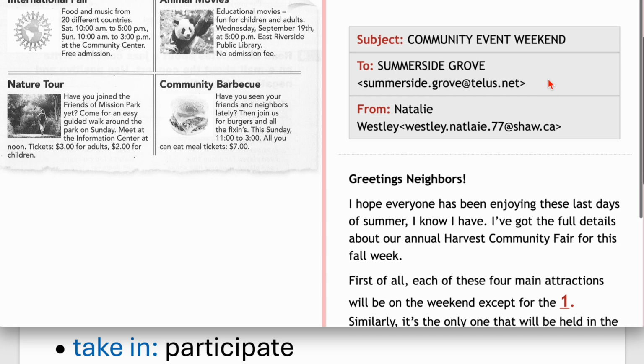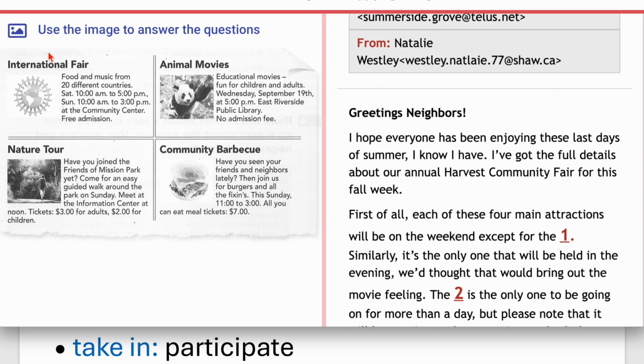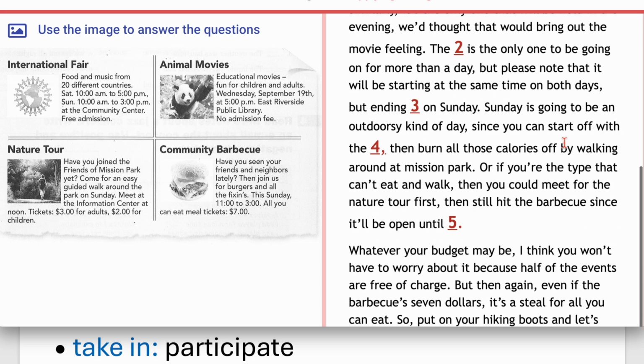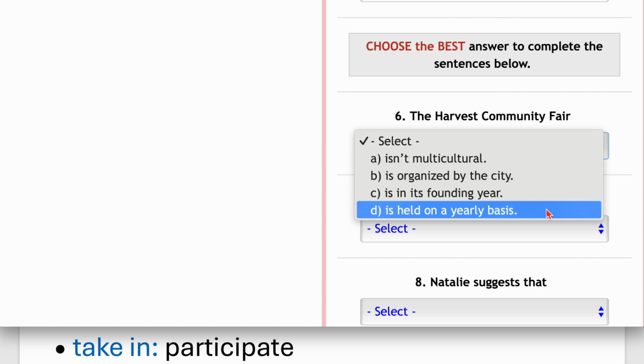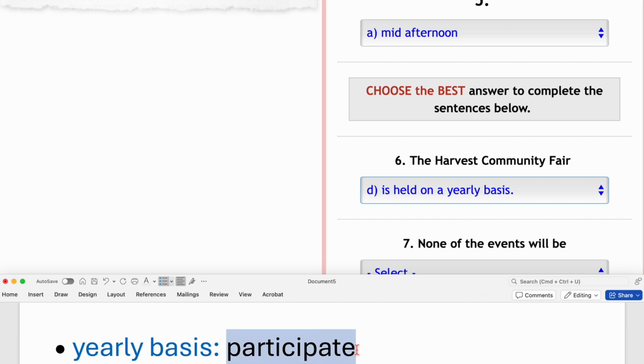So Summerside Grove. Well, I see here International Fair, animal movies. I see here our annual Harvest Community Fair. So the answer is D, is held on a yearly basis. Okay, so yearly basis, first of all, yearly basis. This means annual or every year.